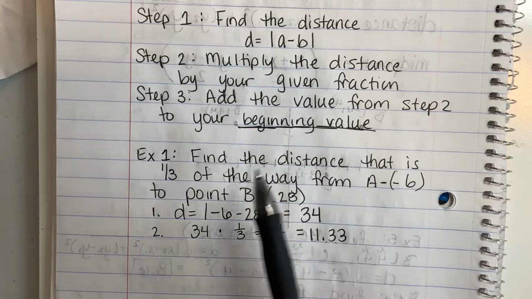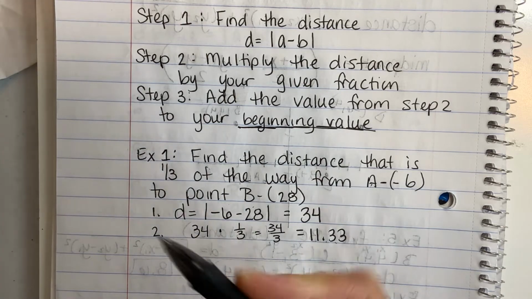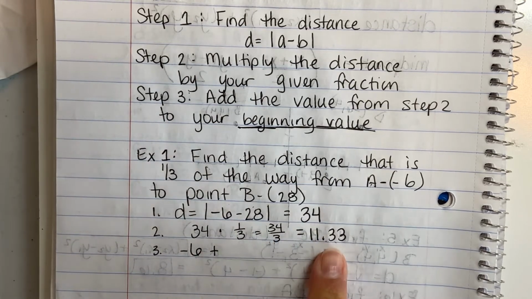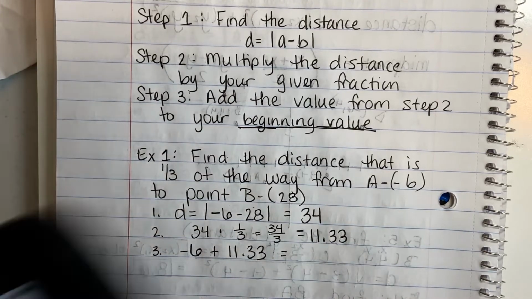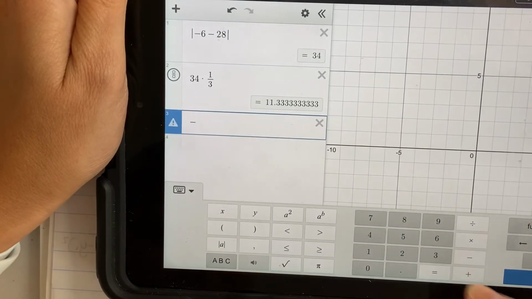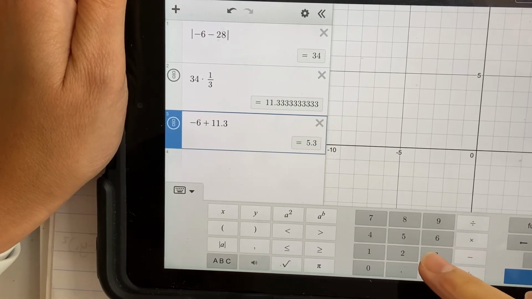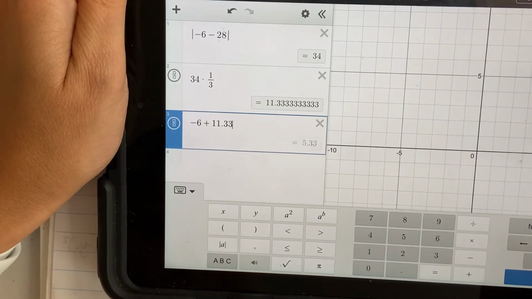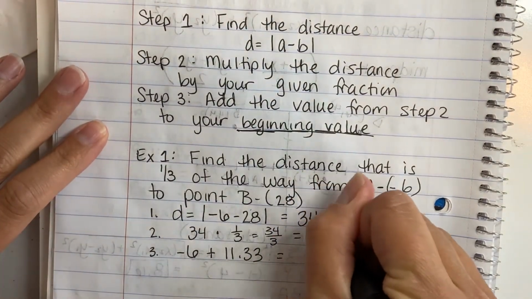Now what we're going to do is we're going to add the value from step 2 to the beginning value. So if I said from A to point B, that means you have to start at A. So step 3, we're going to take -6 and we are going to add this value, 11.33. Okay, so we have -6 plus 11.33, I messed up, take out the equals, 5.33. And that is your answer.